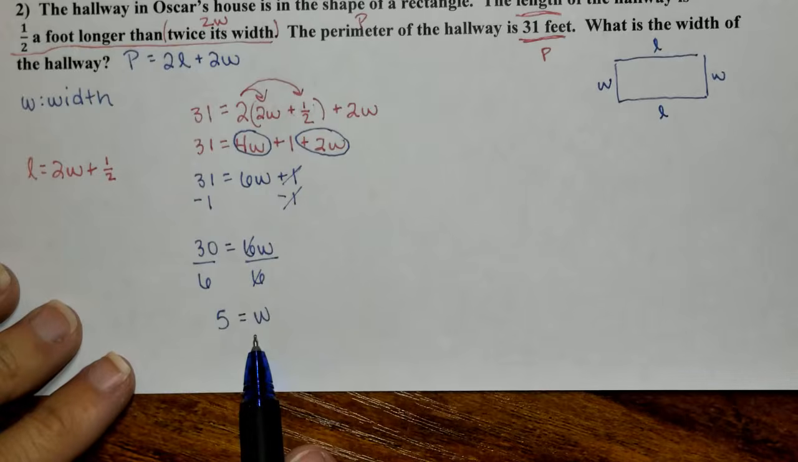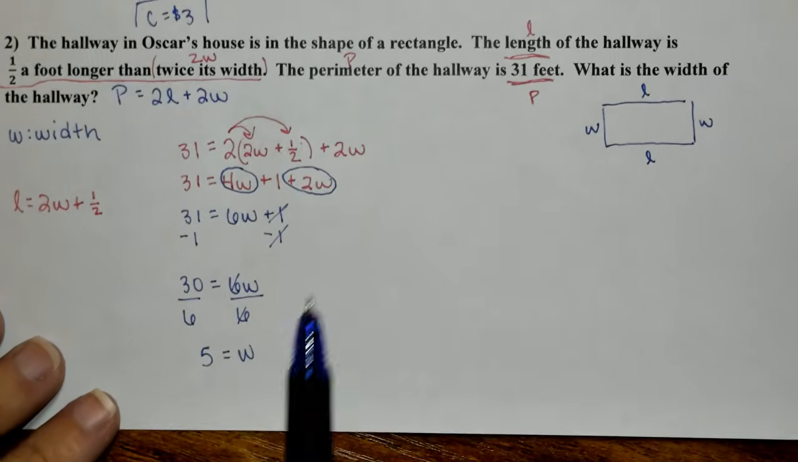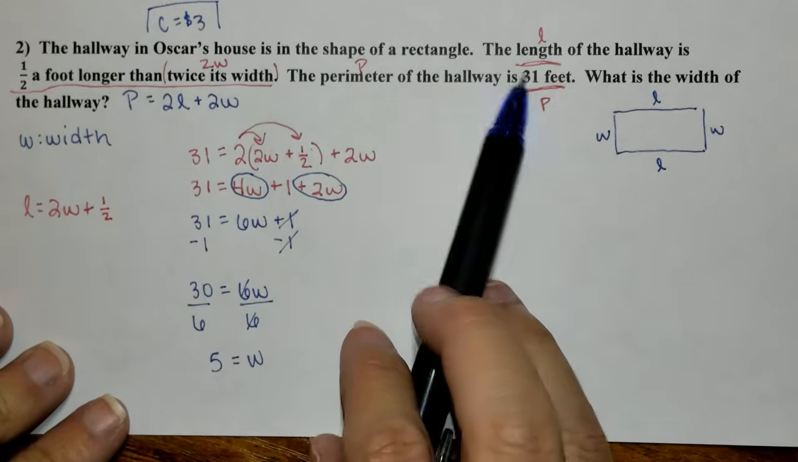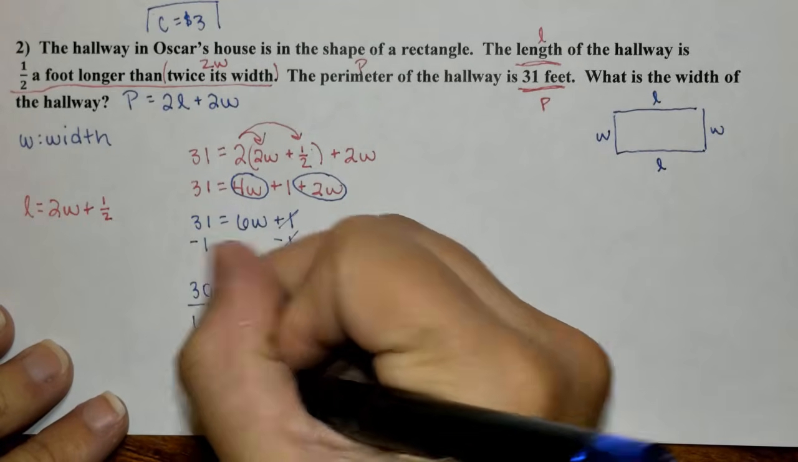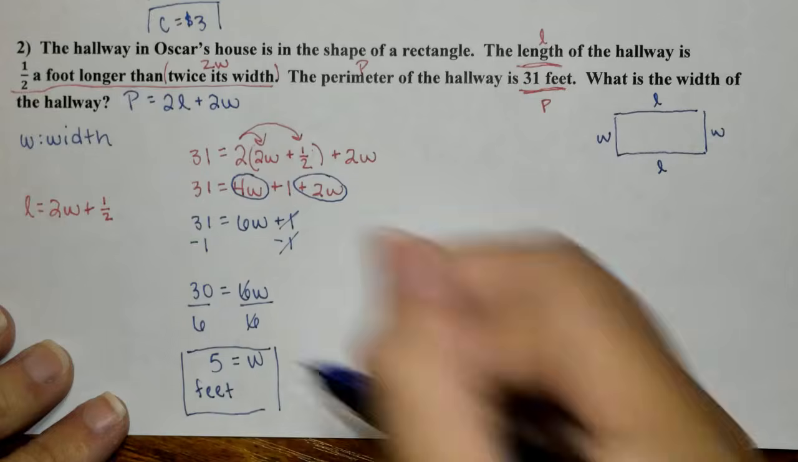All right, so the width or length is probably going to be measured in feet. Okay, look up here. There it is. It's measured in feet. So we're going to say that the width of the hallway is 5 feet.